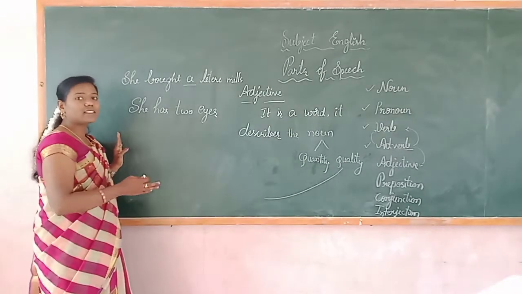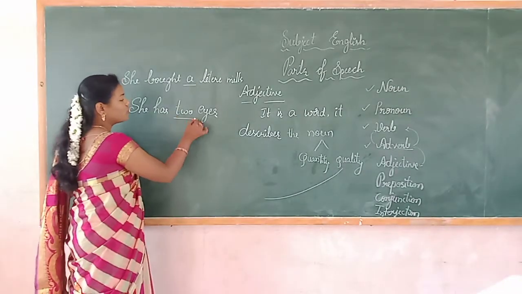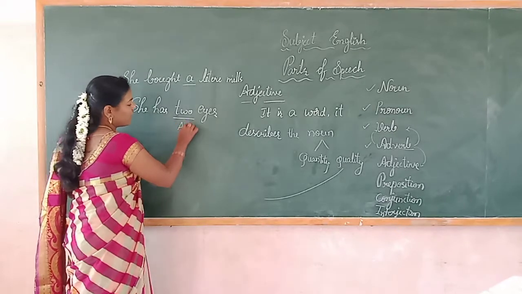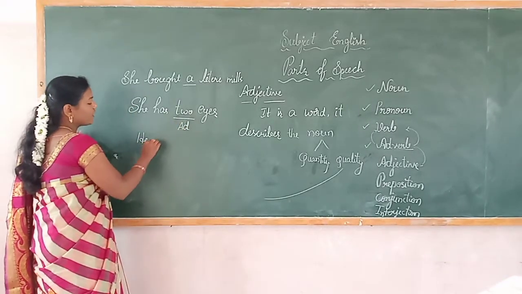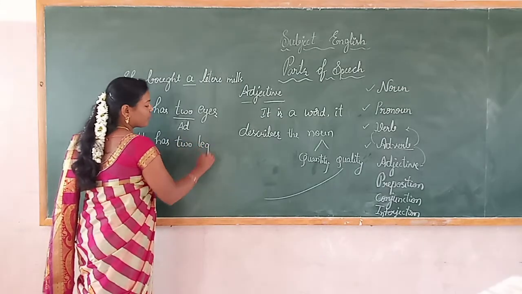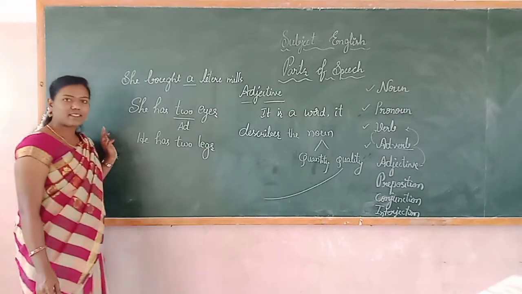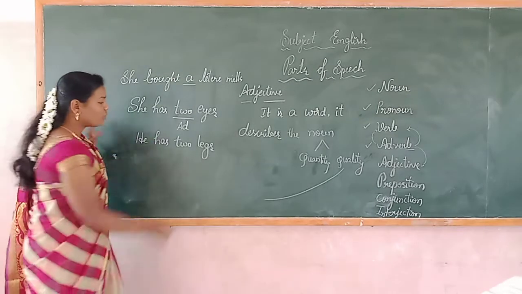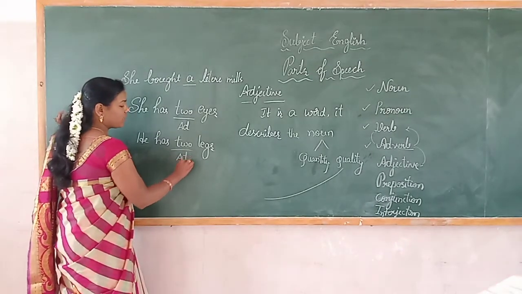How many eyes does she have? She has two eyes. Two is the adjective. And he has two legs. How many legs does he have? He has two legs. Two is the adjective.